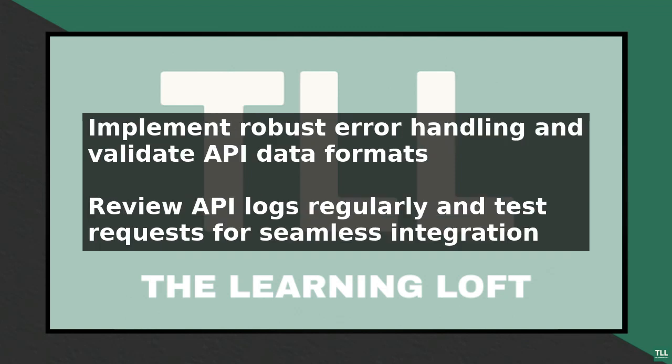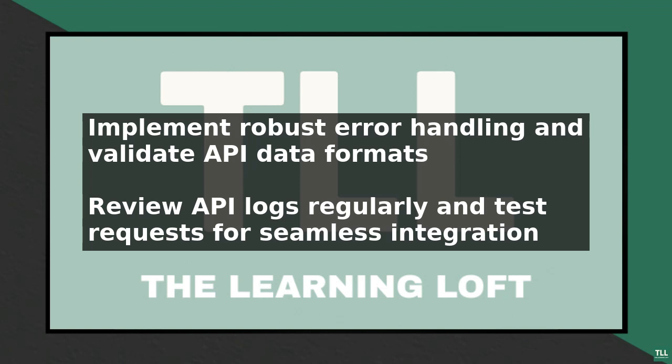Best practices for monitoring Bill.com API integration include regular API log review, testing API requests and responses, and implementing automated monitoring tools. Regularly review API logs to identify and resolve issues promptly. Test API requests and responses to ensure they are working as expected. Consider implementing automated monitoring tools to streamline the monitoring process.